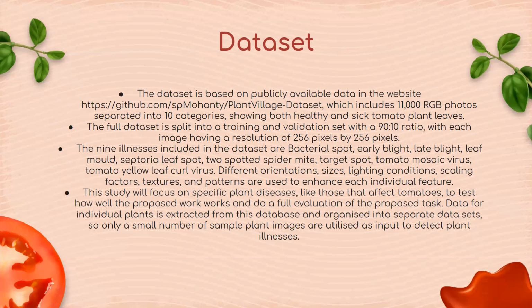Now, the 9 illnesses that are included in the dataset are bacterial spot, early blight, late blight, leaf mold, septoria leaf spot, two-spotted spider mite, target spot, tomato mosaic virus, and tomato yellow leaf curl virus. We have used different orientations, sizes, lighting conditions, scaling factors, textures, and patterns to enhance each individual feature. This study will focus on specific plant diseases related to tomatoes, and we'll see how well our proposed work will work, and we will later do a full evaluation of our proposed task.